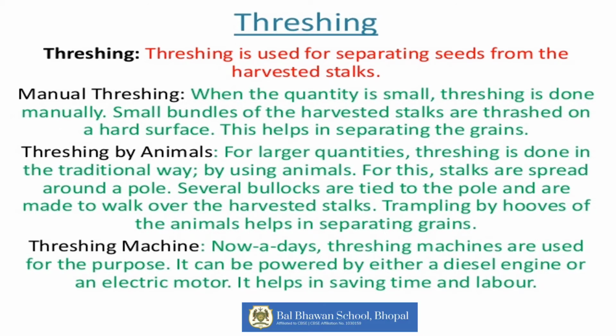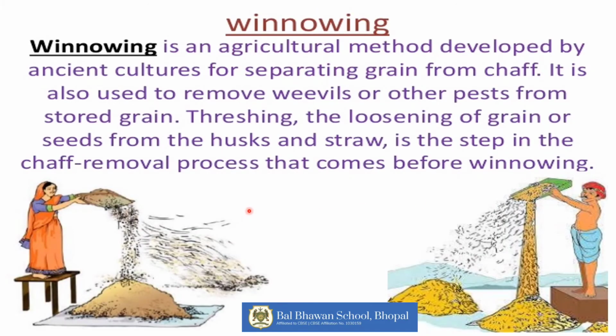Now, children, let us see the next method. Next method is winnowing. Now, what is winnowing? It's a method where we separate grains from the chaff. It is also used to remove small weevils or pests from stored grains.